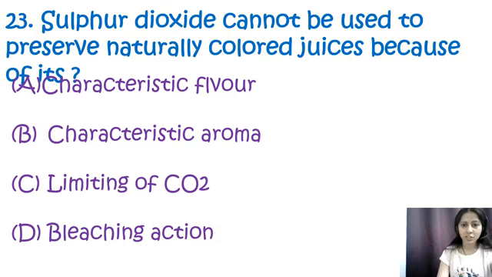Question 23. Sulfur dioxide cannot be used to preserve the naturally colored fruit juices because of its characteristic flavor, characteristic aroma, limiting of CO2, and bleaching action. So over here my correct option is option number D, that is bleaching action. So sulfur dioxide cannot be used to preserve the naturally colored juices because of its bleaching action. This is because it causes discoloration in naturally colored juices like the juices of falsa, jamun or pomegranate. So among the following options, option number D is correct, that is bleaching action.